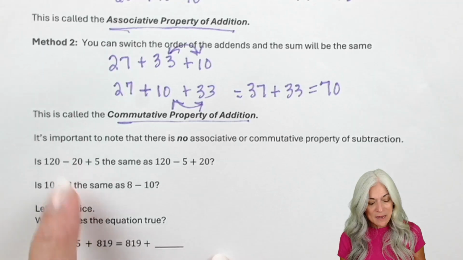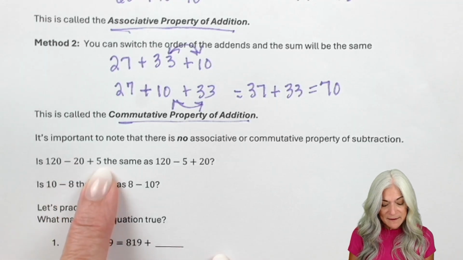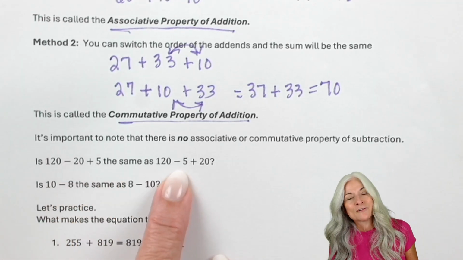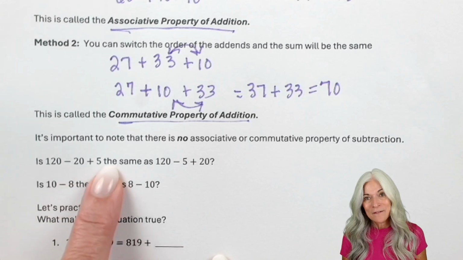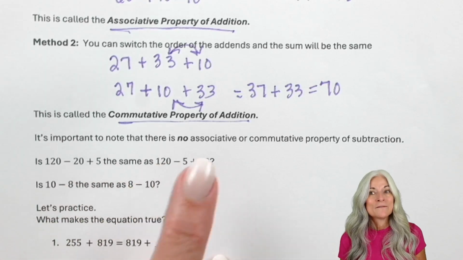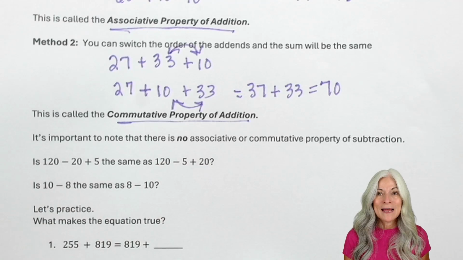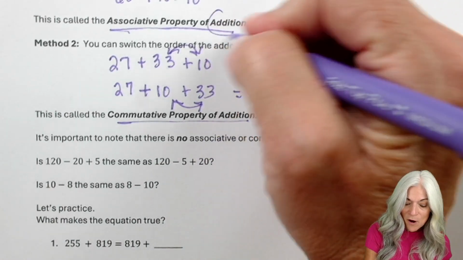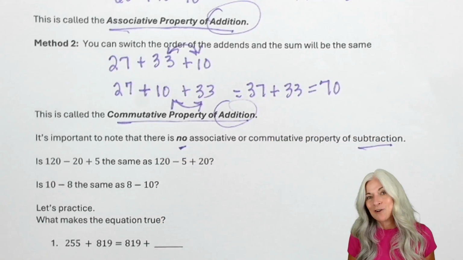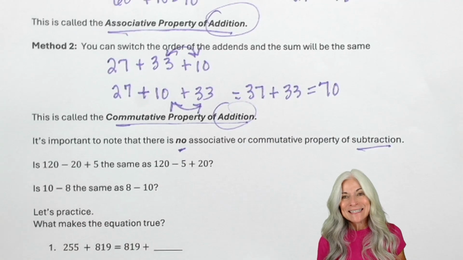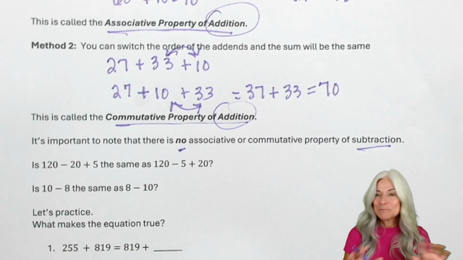Because if we think about 120 minus 20 plus 5, is that the same as 120 minus 5 plus 20? No. This is 105. This is 115 plus 20, 135. That's why we have the properties of addition, but not of subtraction. Same way, 10 minus 8 is not the same as 8 minus 10.